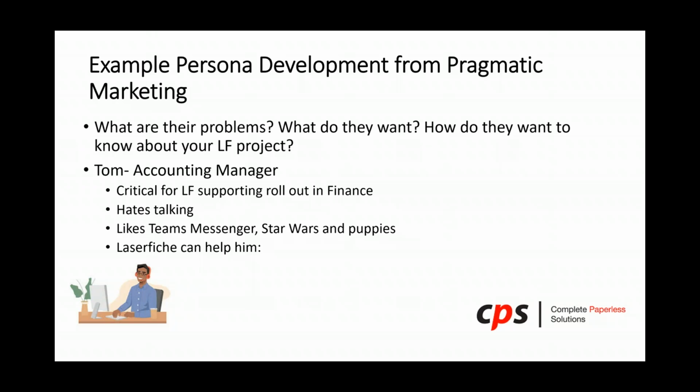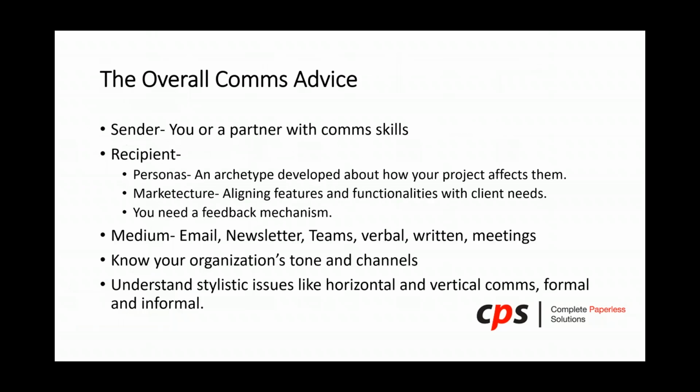So the point is, how can Laserfiche help him? And that's where we talk about something called a marketecture. And a marketecture is where you align features and functionalities with client needs. And it's something that's probably best done in the form of a spreadsheet. So Tom, all of Tom's characteristics, which I showed you on the previous slide, and then features and functions of the upcoming rollout that you envision will be to Tom's advantage and what he needs to know about.